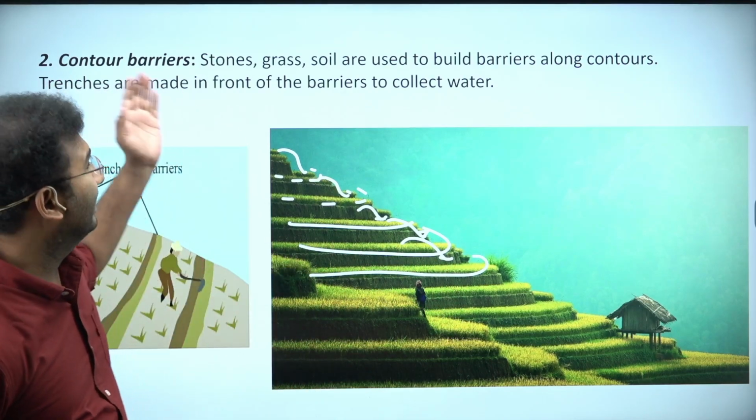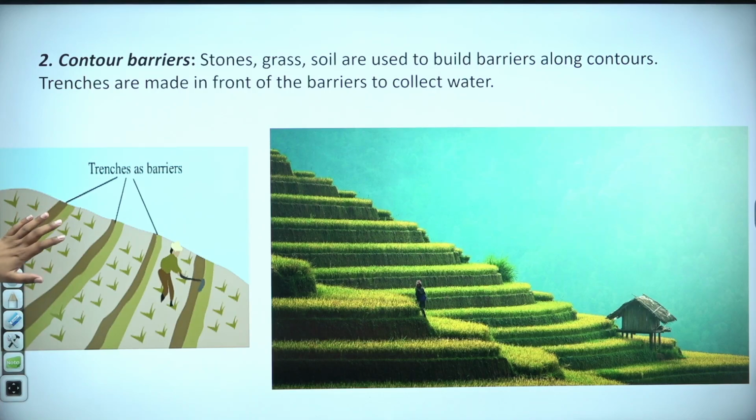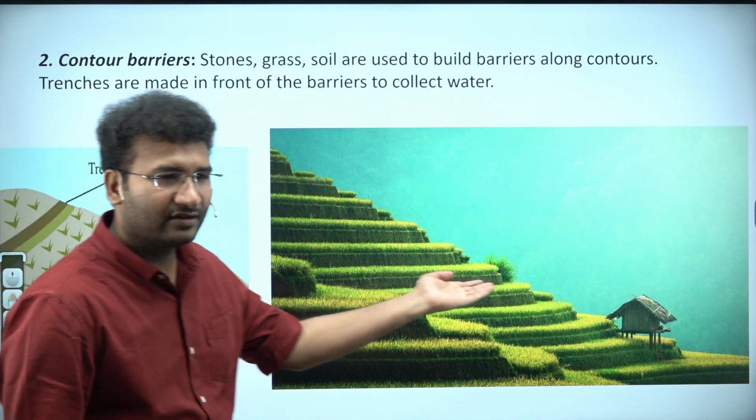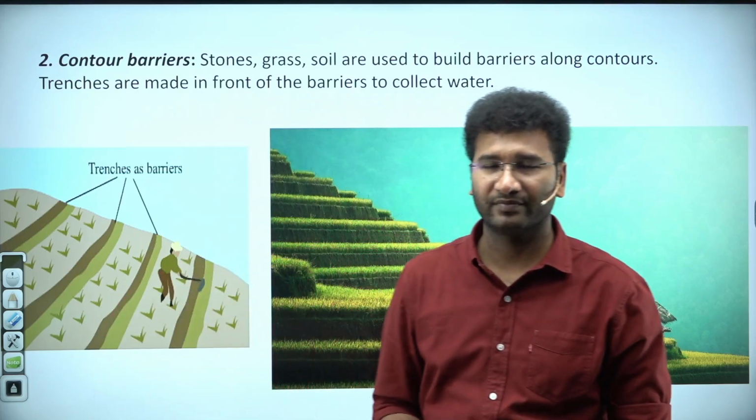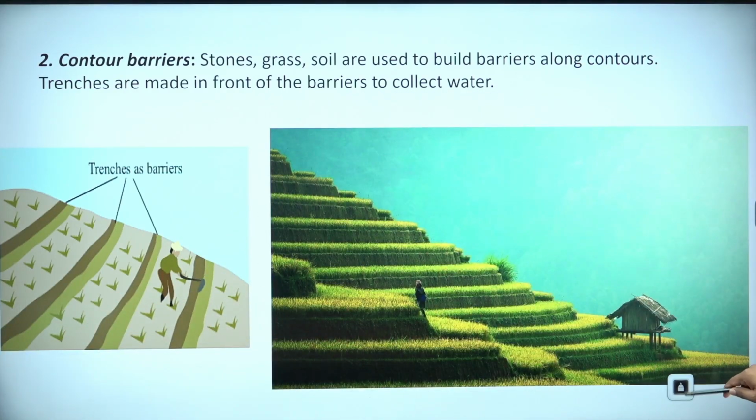Now, this is called contour barriers. Stones, grass and soils are used to build barriers along the contours. Trenches are made in front of the barriers to collect water. Now these trenches are nothing but यहाँ पे पत्थर वत्थर रखोगे and you'll store the water. This is one of the examples, right? Okay.